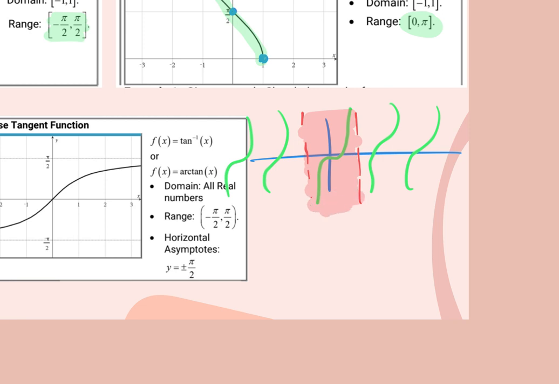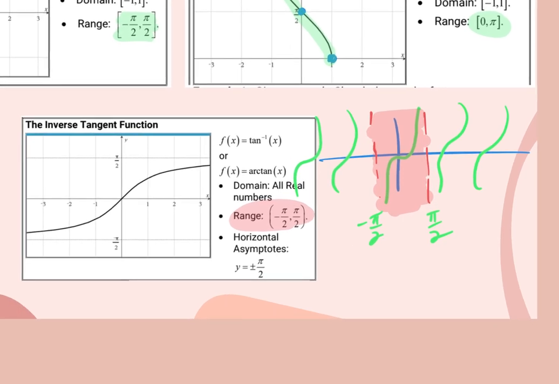I take one whole curve from the middle, which means I restrict my domain from negative pi over 2 to pi over 2, which means the range of your inverse is going to be negative pi over 2 to positive pi over 2. And if I plot all those points, pi over 4 would be at 1. So if I flip it, it's 1, pi over 4. And in the other direction, negative pi over 4 would be negative 1. Flip that, that's negative 1 and negative pi over 4. That's where this curve comes from. So your tangent curve is sideways, almost like a wave.